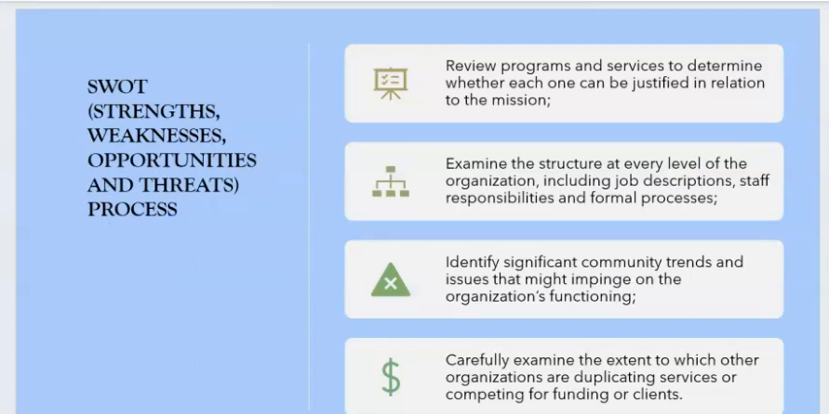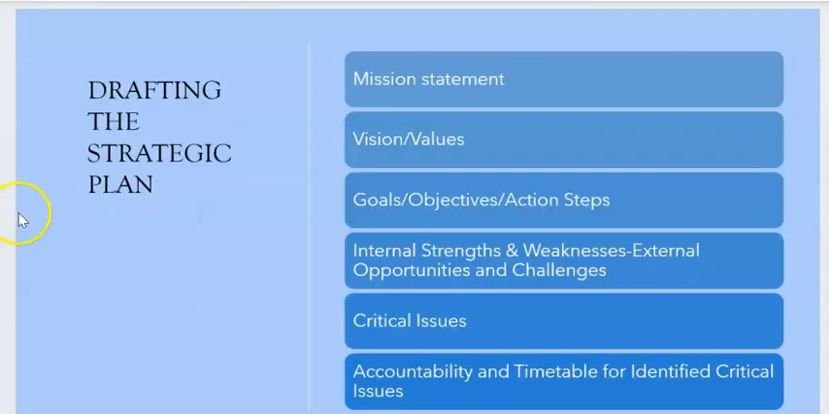The strategic planning process should entail a SWOT analysis, and that's looking at strengths, weaknesses, opportunities, and threats or challenges. So in that assessment, we review programs and services to determine whether each one can be justified in relation to the mission. Examine the structure of every level of the organization, including job description, staff responsibility, and formal processes. We identify significant community trends and issues that might impinge on the organization's functioning and carefully examine the extent to which other organizations are duplicating services or competing for funding or the same clients.